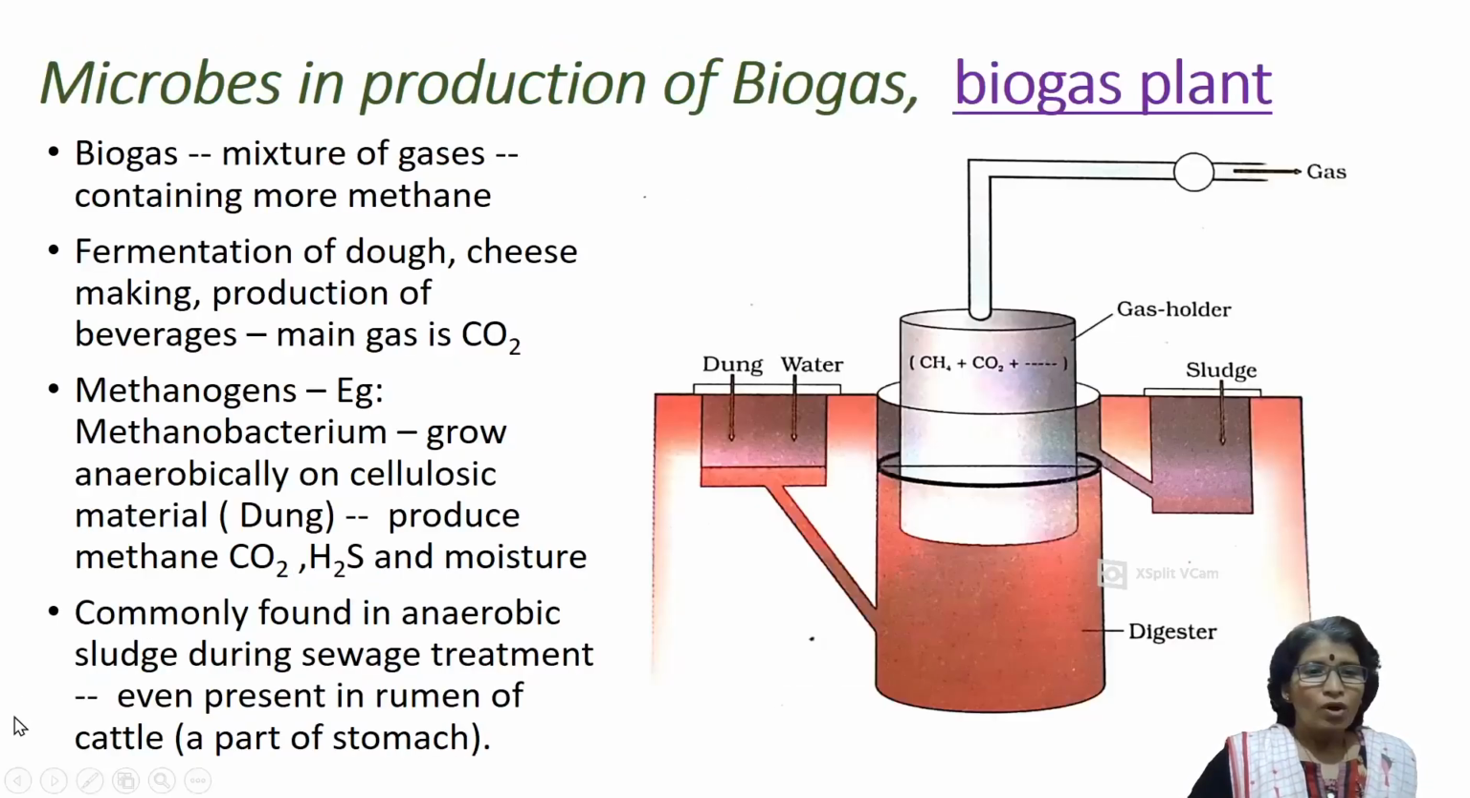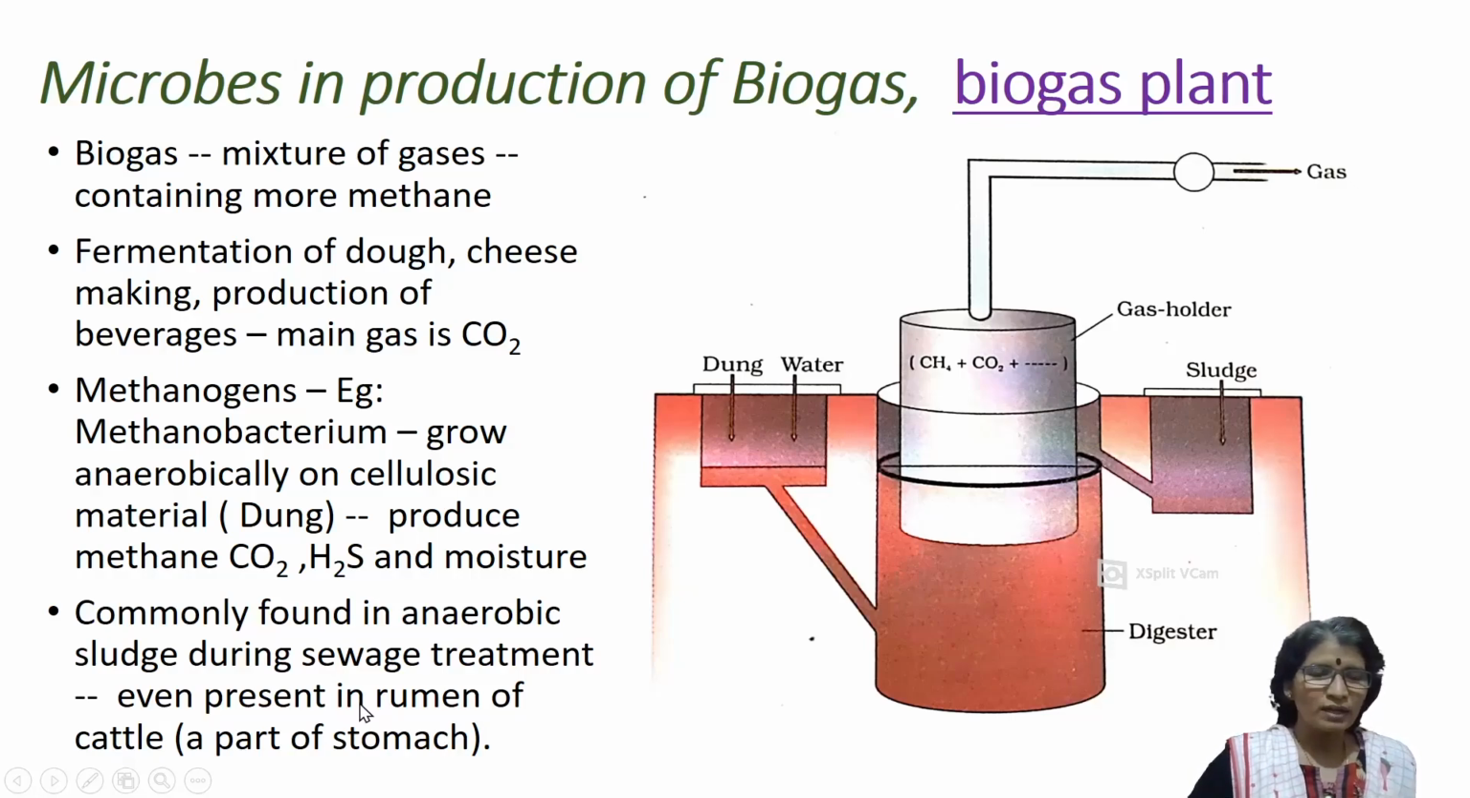These anaerobic methanogen bacteria are commonly present in the sewage treatment plant and in the anaerobic sludge digester, and are even present in the rumen of cattle. Rumen is the name of the part of the stomach, because cattle generally eat cellulosic food, raw grass. In raw grass, cellulose is present. So in the digestion process, these methanogens are very useful. But in our stomach these methanogens are not present, because we do not eat raw grass.